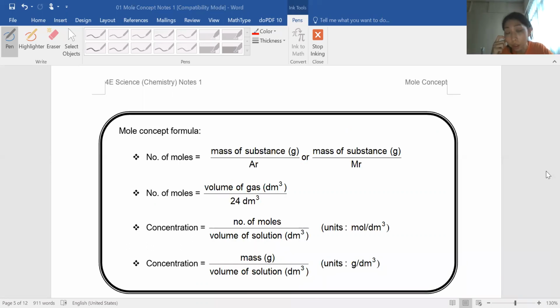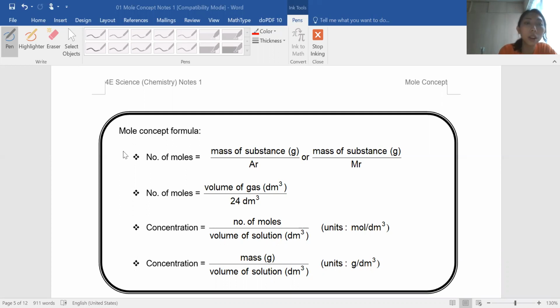Okay, welcome back, students. Now that you know the idea of the mole concept, and you know how to calculate the relative atomic mass AR and the relative molecular mass MR, let's move on to other formulas of this chapter. On your page 3, you can see that there's quite a lot of mole concept formulas, but don't worry, let's do it one at a time.